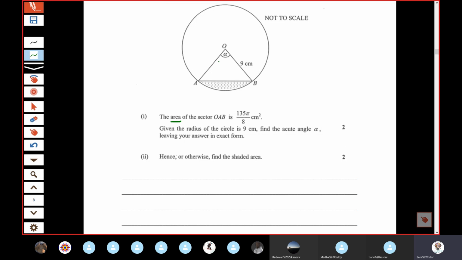The area of the sector OAB is 135 pi on 8. Given the radius is 9, find the acute angle.